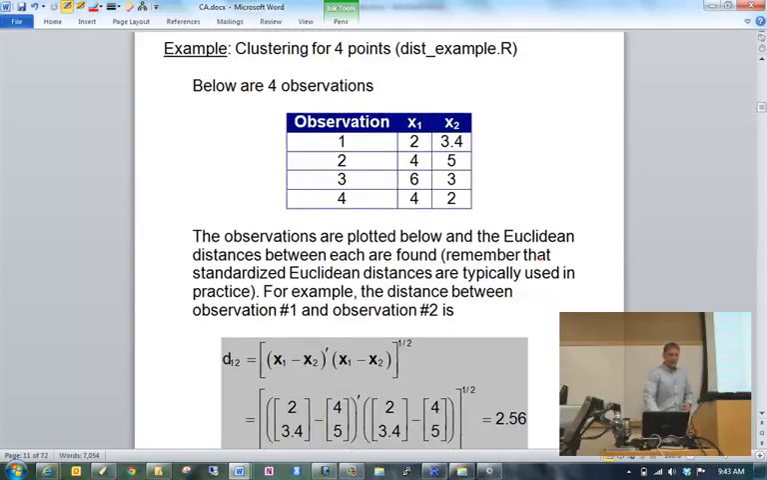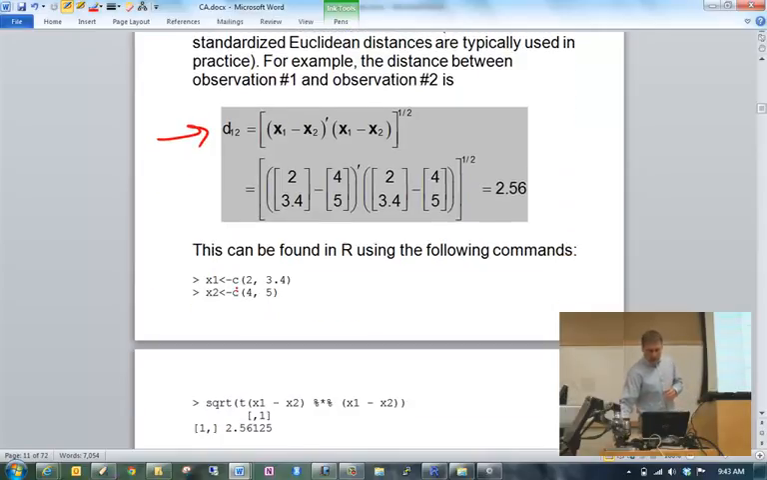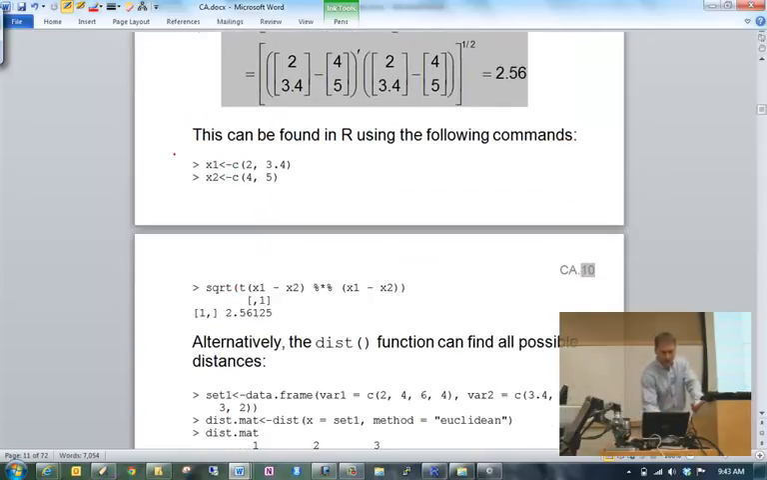So let's go back up to page 9 then. What I've done here is simply shown you how to find the actual Euclidean distance between observation 1 and 2. Make sure you understand how to do that in a matrix format. It's fairly simple. If I were to do this in R, I simply create a vector, how about I call it x1, and a vector called x2. And then I take the square root of x1 minus x2, transposed, times x1 minus x2.